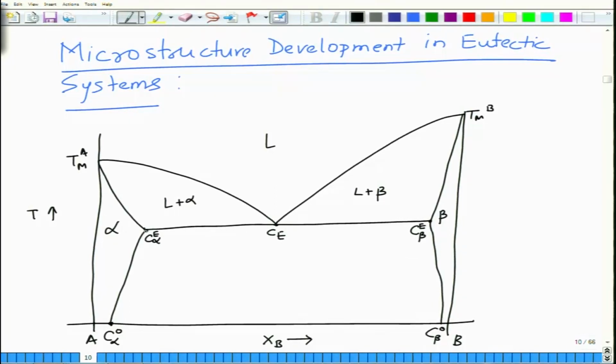The alpha phase with the largest amount of B at eutectic temperature is C alpha E. This is the maximum amount of A in B, that is in beta phase, single phase beta at eutectic temperature, of composition C beta E. And as the temperature further decreases, the alpha solid solubility goes down and beta solid solubility also goes down, and in between you will have liquid plus alpha and liquid plus beta. At eutectic temperature, liquid of composition CE will directly convert into alpha plus beta mixture.